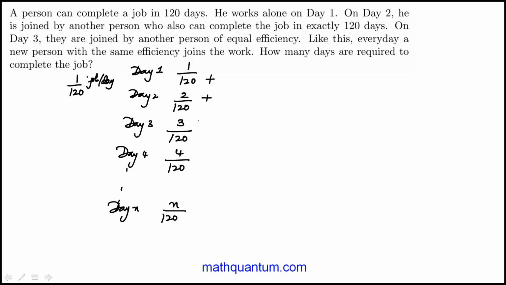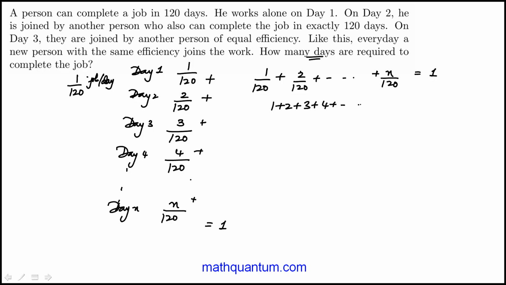So if I were to add these all up, the condition is that it should equal 1, because this is the fraction of the work they're doing. Once we get to 1, we've completed our job. So we'll see if we get to an exact whole number. So that's a consideration. n/120 equal to 1. So you'll see the numerator is just the sum of the first n natural numbers. So that becomes n times n plus 1 over 2, and then we have the 120.